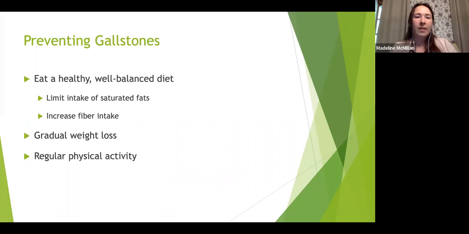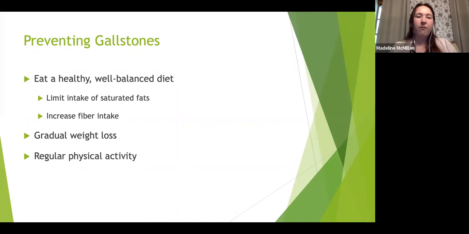Now, there are a few ways that you can prevent gallstones, whether you've never had them or if you've had them in the past and you want to prevent your risk of having more gallstones. The biggest one is to eat a healthy and well-balanced diet. Fats are a big part of what causes gallstones to form. So limiting your intake of saturated fats like fried foods, things that have a lot of butter or cheese, can all increase your risk.